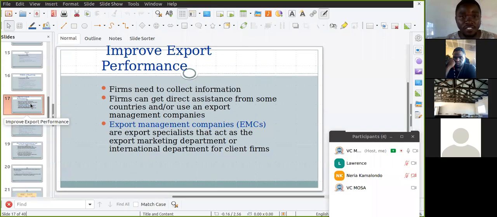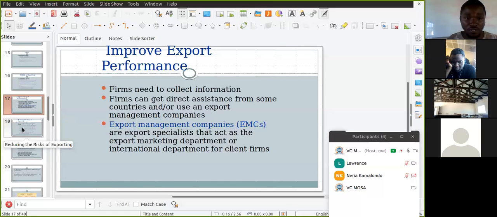Slide number 17, improve export performance. Firms need to collect information. Firms can get direct assistance from the countries or use an export management company. So these are some ways in which you can improve your export in order to avoid the pitfalls of exporting. You can use management companies like the exporting management companies, which will be specialized in making sure that they get the full information that is required before somebody engages himself or herself into exporting.